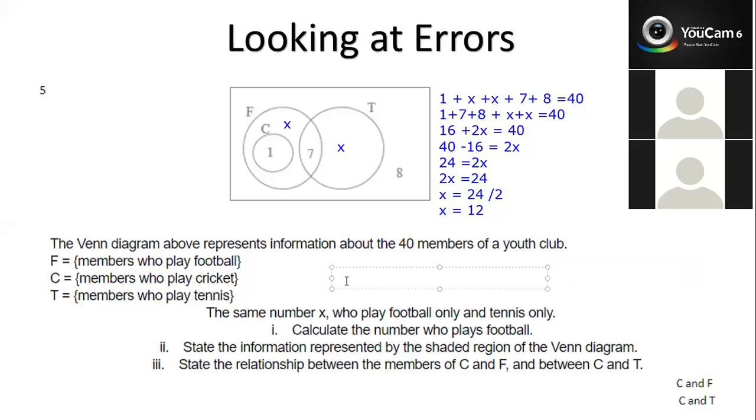All right, so since we have found the value of X now, we can add 1 plus the value of X, which is 12, plus 7, and now we'll get the answer. So the number of persons in football is therefore equal to what now? That's 20. Thank you very much, Chevelle. Good, very good observation.